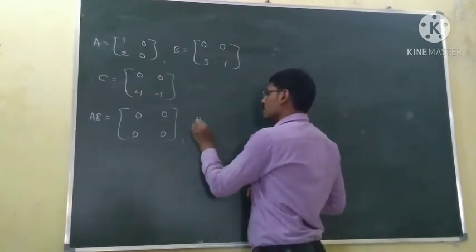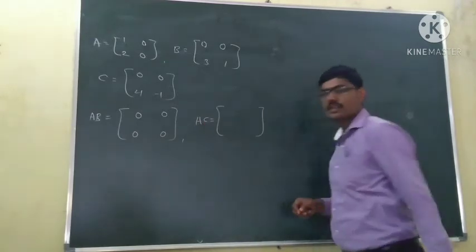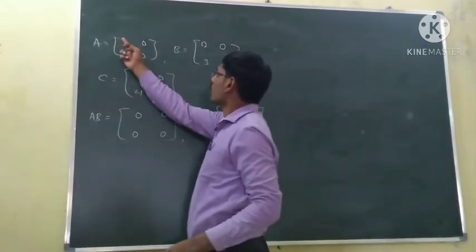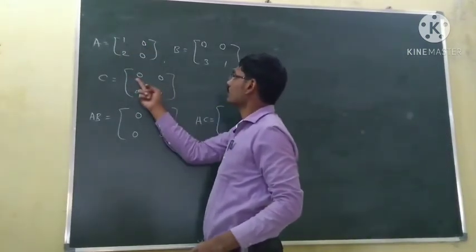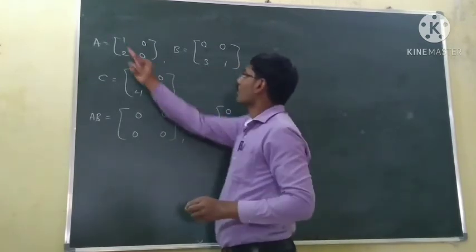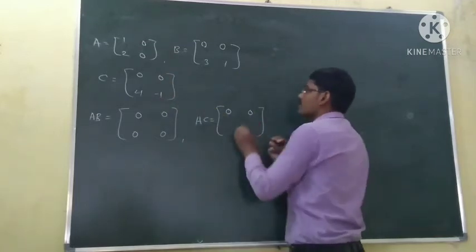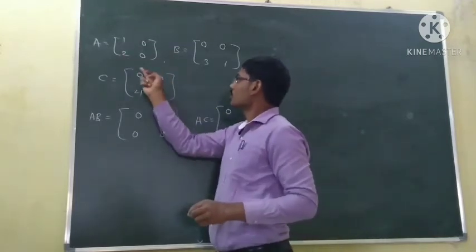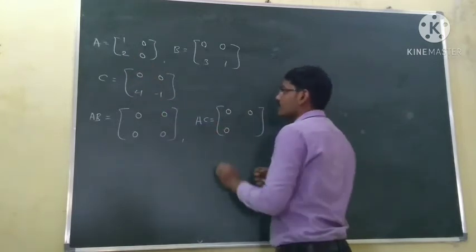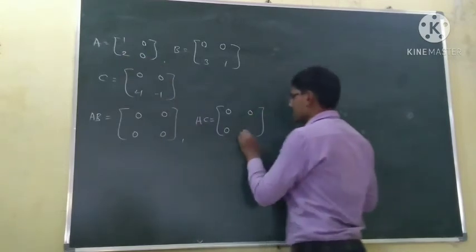Now we will get A into C. A into C is equal to: 1 into 0 plus 0 into 4 is again 0. 1 into 0 plus 0 into minus 1 is 0. So second row, first column: 2 into 0 plus 0 into 4 is again 0. And 2 into 0 plus 0 into minus 1 is again 0.